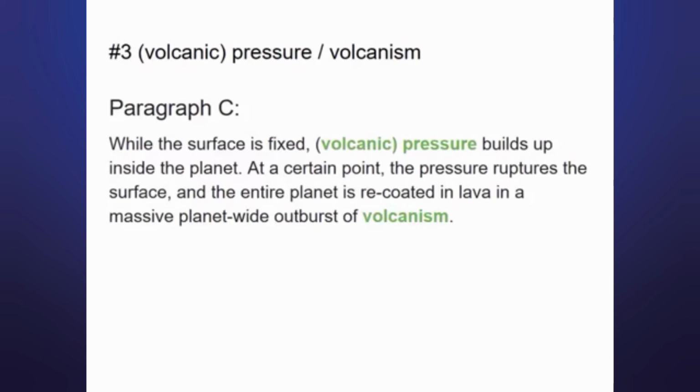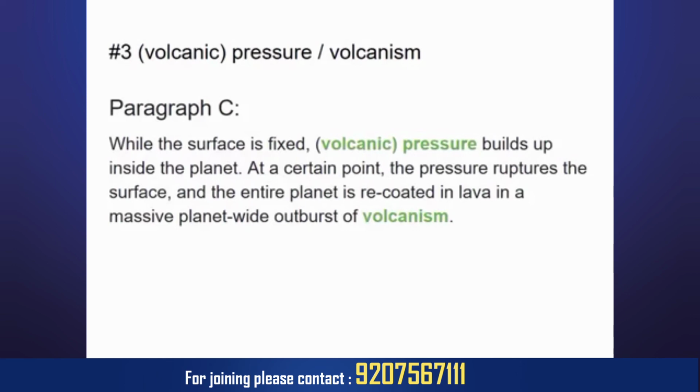At a certain point, the pressure ruptures the surface and the entire planet is recoated in lava in a massive planet-wide outburst of volcanism. Okay, so the best answer for this one, volcanic pressure or just pressure, would be a great answer. That's what builds up inside the planet. Now, I think an acceptable answer for this one would also be volcanism, okay? Because if you remember from the passage, it says that this thing grows and eventually ruptures the surface. Well, volcanism technically could work for that, so IELTS would accept that as an answer. But the best answer is pressure, those arrows pointing up at the surface of the planet that are eventually going to break the surface and push through a lot of lava. And that was also labeled for you on the visual.